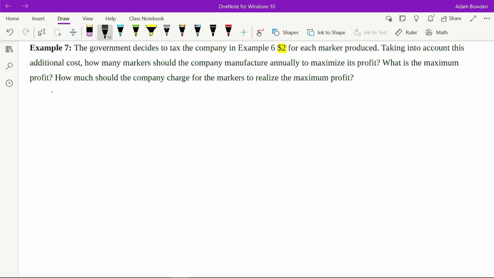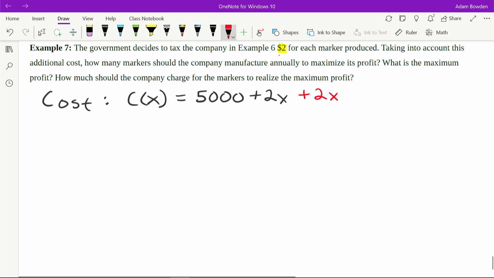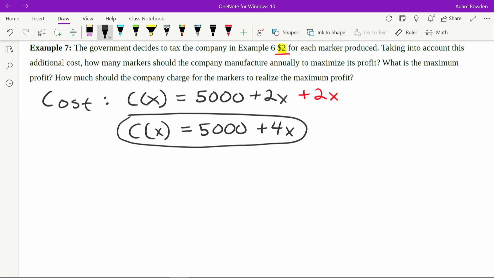Okay, in this case, we need to modify our costs, starting from the cost function we had from the last example. C of x equals 5,000 plus 2x. We're going to add an additional plus 2x for the additional $2 per marker that they're specified up here above. So our new cost function with the new costs added in would look like 5,000 plus 4x. Now everything else from here would follow a similar pattern to what we did last time.